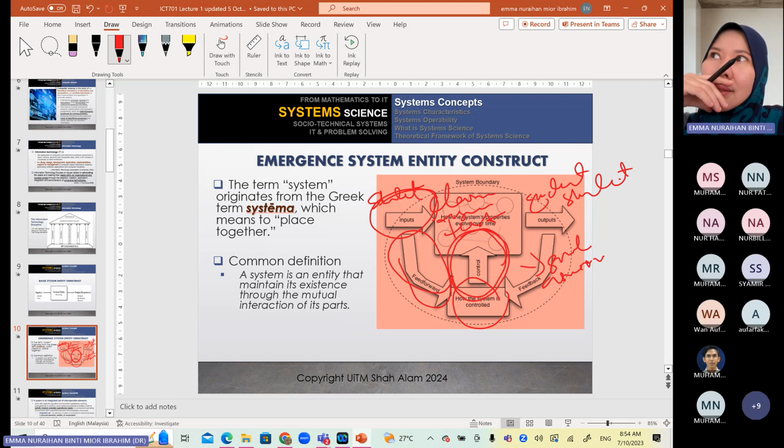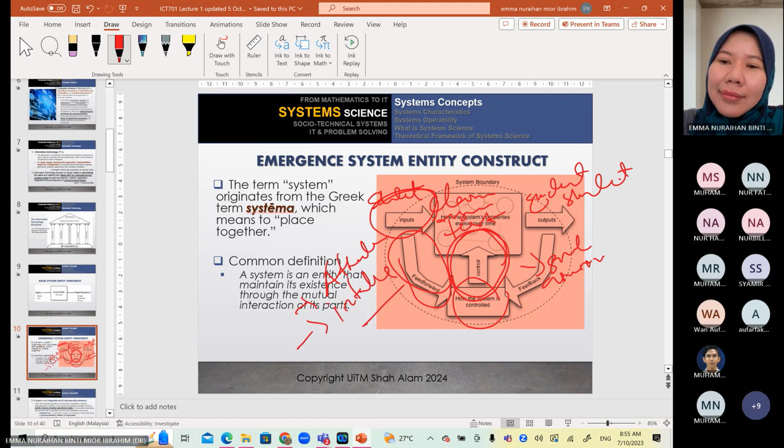Attendance, ya, attendance rasanya boleh juga. Attendance, I think I can. Lagi satu apa? Intake. Kan? Do you think intake can influence how the system is controlled? Betul?